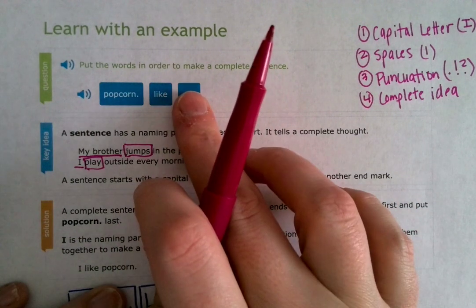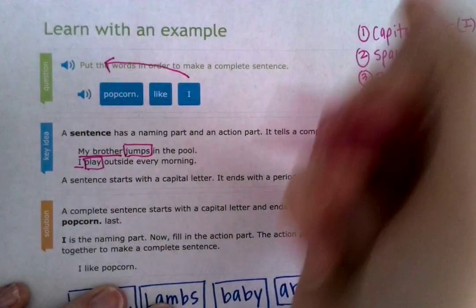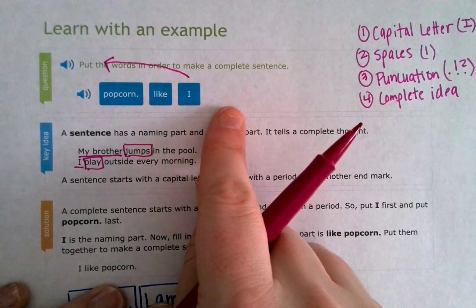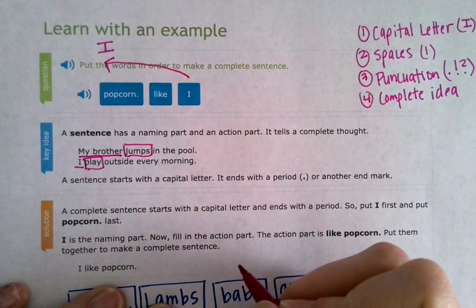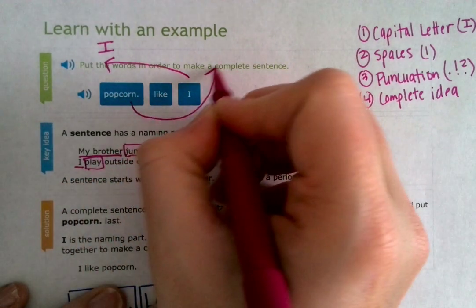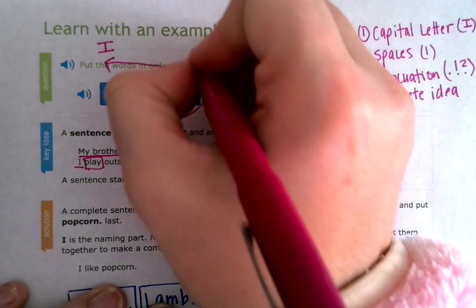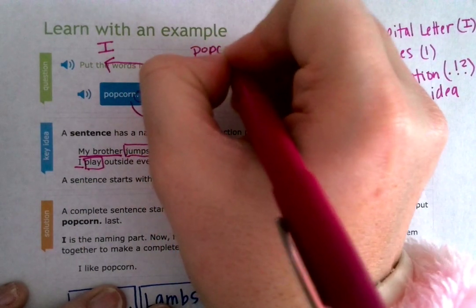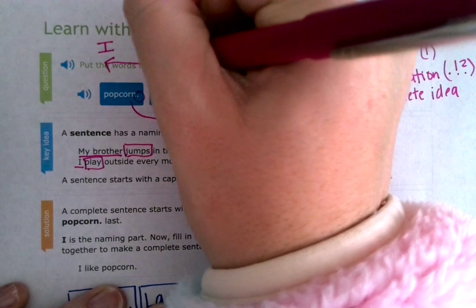So I can already know that my I has to go first because it's my only capital letter. So I has to go first. Then we also know that popcorn has to go last because look, I have that punctuation mark there. So popcorn. And that only leaves us with one word left, which is like.